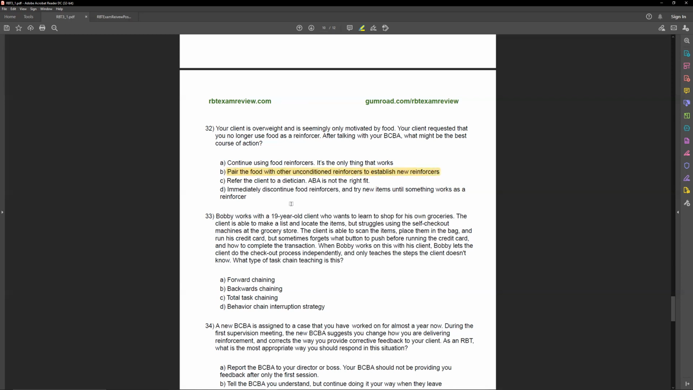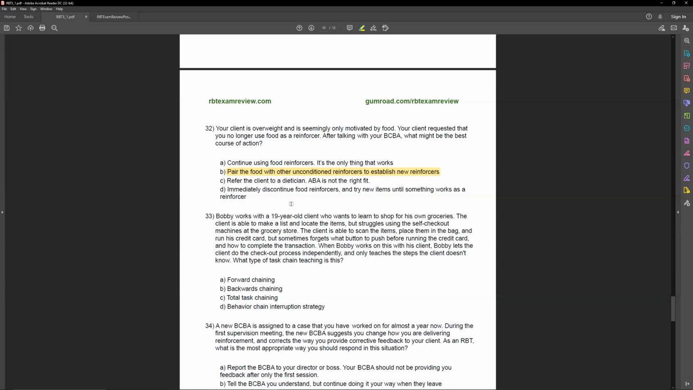new reinforcers. 33. Bobby works with a 19-year-old client who wants to learn to shop for his own groceries. The client is able to make a list and locate the items, but struggles using the self-checkout machines at the grocery store. The client is able to scan the items, place them in the bag, and run his credit card, but sometimes forgets what button to push before running the credit card and how to complete the transaction. When Bobby works on this with his client, Bobby lets the client do the checkout process independently and only teaches the steps the client doesn't know. What type of task chain teaching is this?